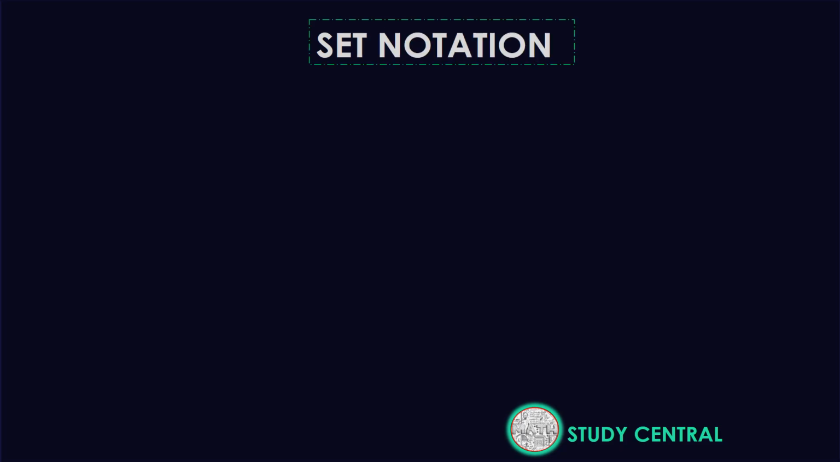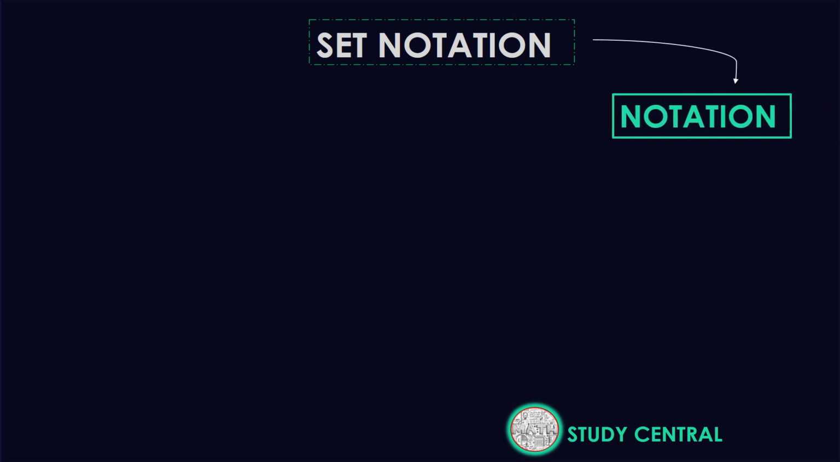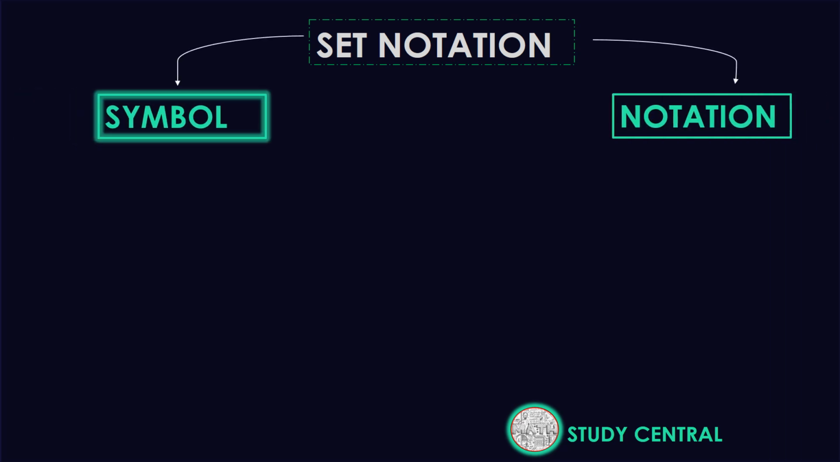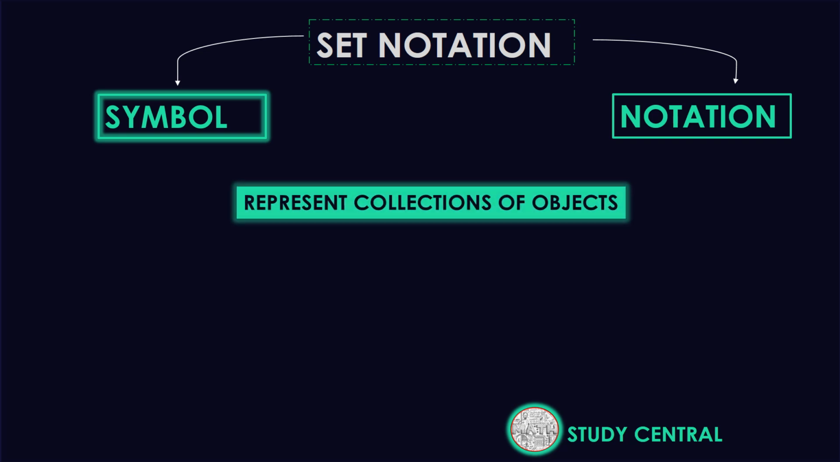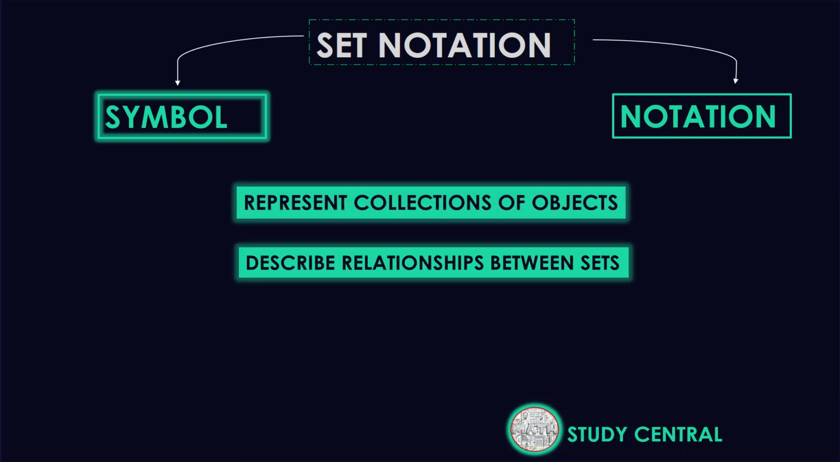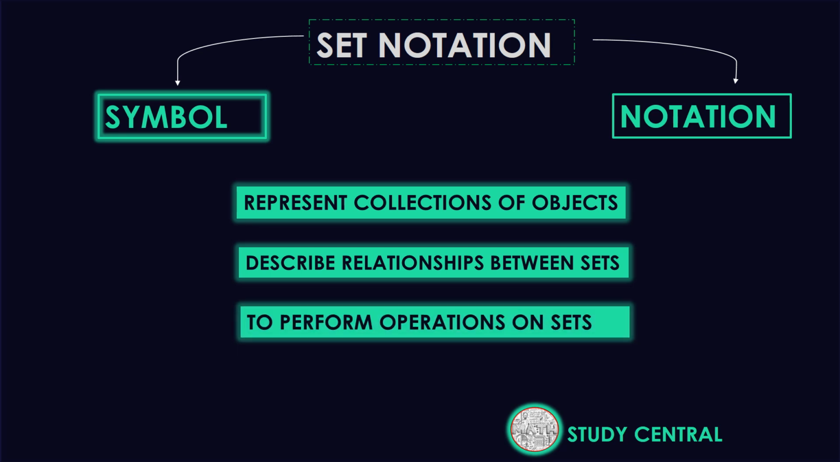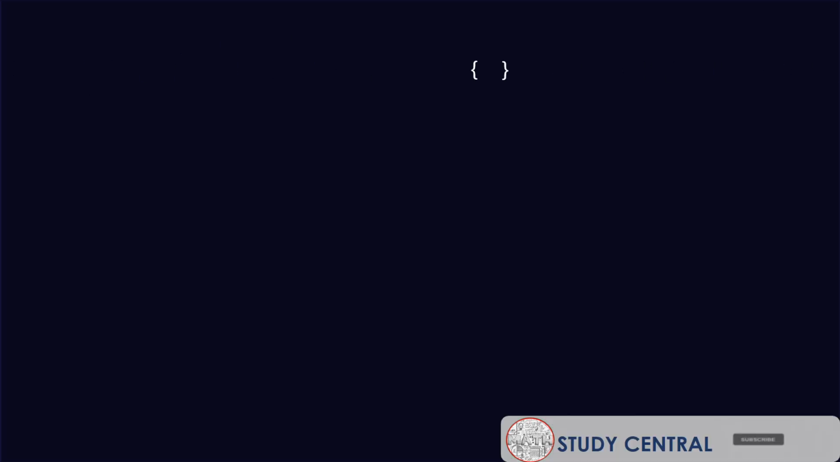Set notation is a mathematical notation or symbol used to describe and manipulate sets. Knowledge of set notation makes it super easy to represent sets, describe relationships between sets, and perform operations on sets. Curly brackets are used around objects belonging to a set.